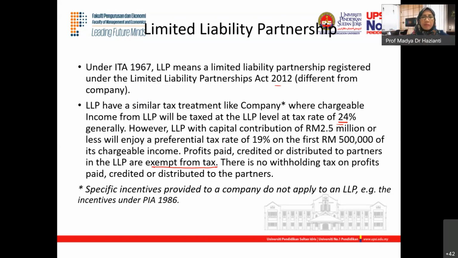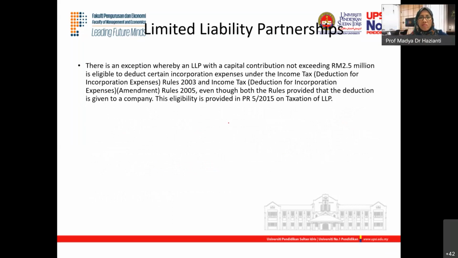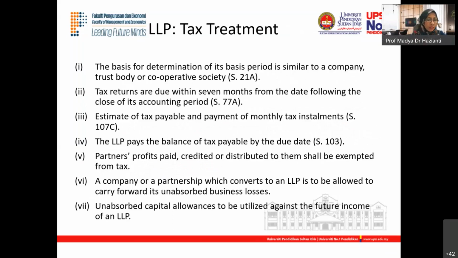Okay, itu LLP. Okay, so the tax treatment for LLP, kita tengok sikit lah, the basis for determination of its basis period is similar to a company, trust body or cooperative society. The basis period dia macam business lah. Tax return are due within 7 months from the date following the close of its accounting period. So dia ikut accounting period, dia tak ikut tahun bulan 12 tu. Estimate of tax payable and payment of monthly tax installment. Nampak? Dia macam business lah dia treat macam company.